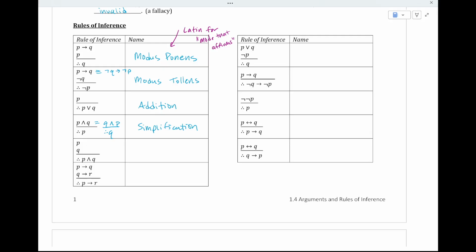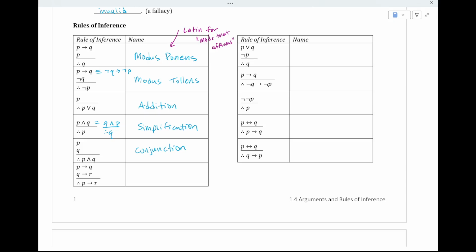That's simplification. Next one, P is true, Q is true. Therefore, P and Q, this one's called conjunction. So P and Q requires that both P and Q be true, and there we have both P and Q true. So we can add them together.